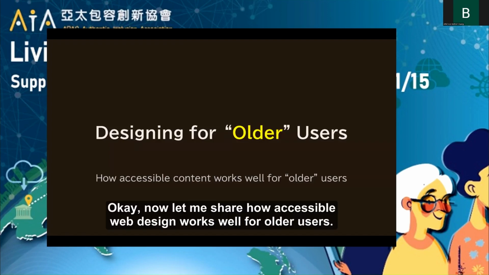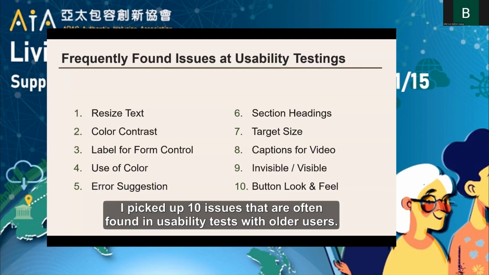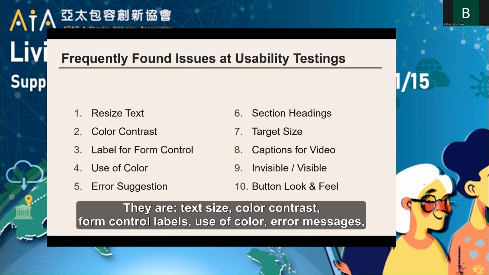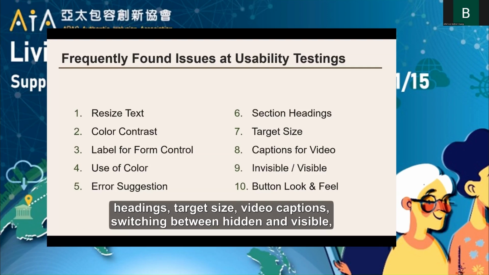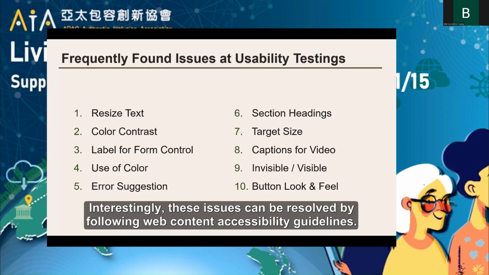Okay, now let me share how accessible web design works well for older users. I picked 10 issues that are often found in usability tests with older users. They are text size, color contrast, form control labels, use of color, error messages, headings, target size, video captions, switching between hidden and visible, and button appearance. Interestingly, these issues can be resolved by following the Web Content Accessibility Guidelines.